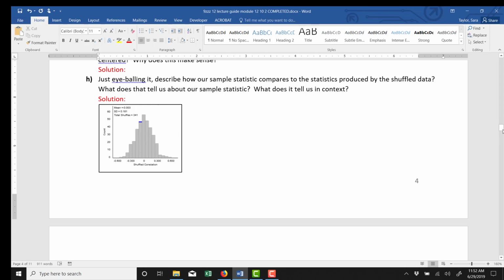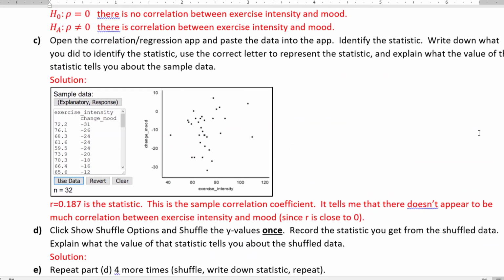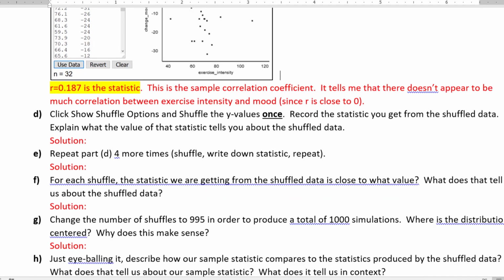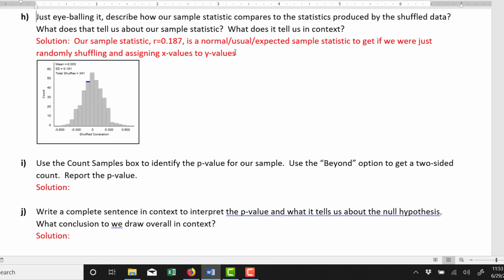So our sample statistic was R equals 0.187. Remember, that's the actual sample statistic we observed. So R equals 0.187 is about right here on that distribution of sample statistics. It is a totally normal, usual, and expected sample statistic to get if we're just randomly shuffling and creating these sample statistics. So what does that tell me?